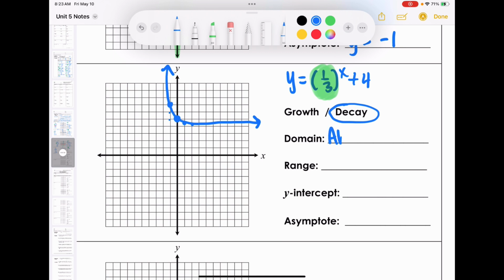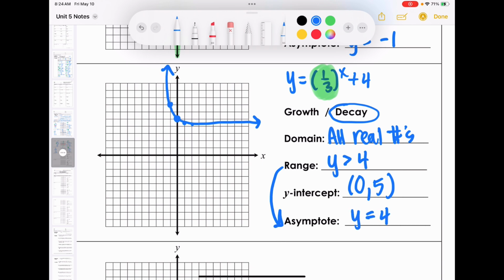My domain is always all real numbers. Okay, my range is my y values, and if you look, our graph never crosses this y value right here because it turns. So if I count up, that's 1, 2, 3, so that is at a positive 4. So y is going to be greater than 4. My y-intercept, if I look at my xy table where x is 0, it's 0, 5. And then my asymptote is the same thing as my range, I just change it to an equal sign.